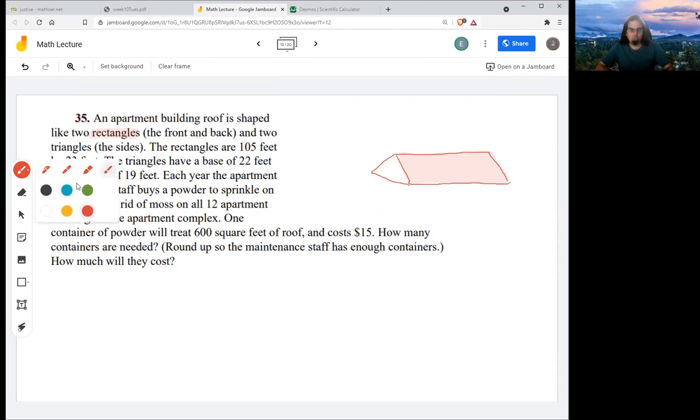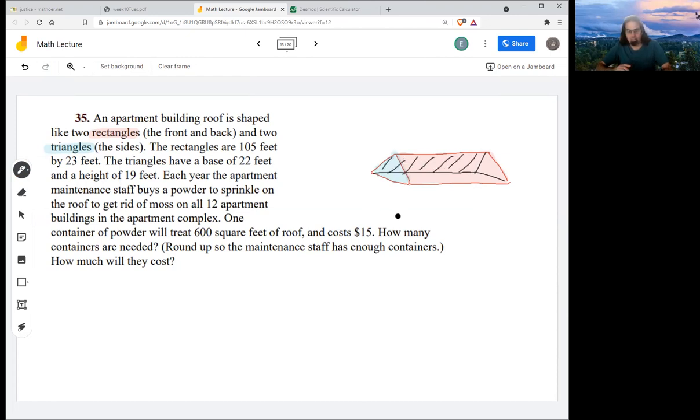And there's two triangles. That's here. And then there's another triangle. Oops. But we can't see it either. So there's our other rectangle on the back. And here's the other triangle on the other side of the house. Does my picture make sense? Yeah.